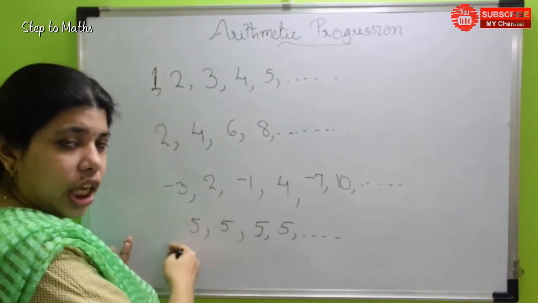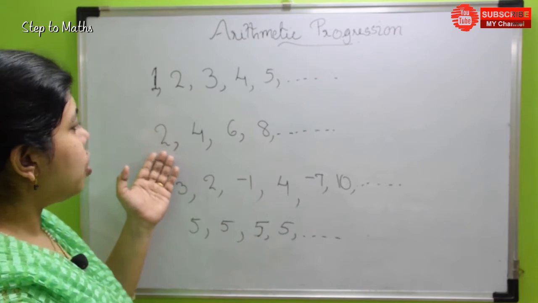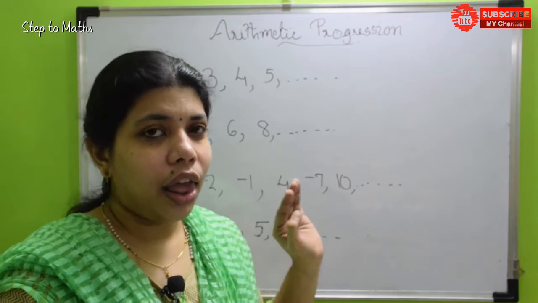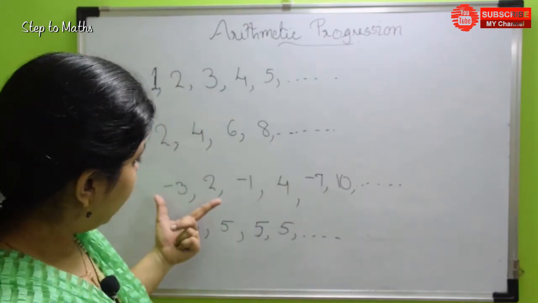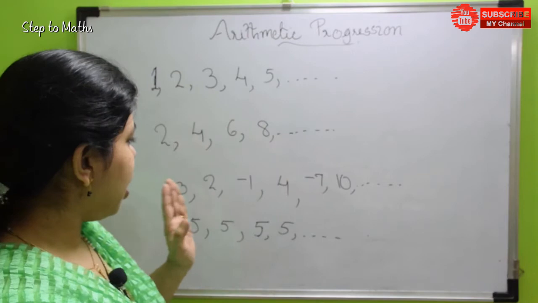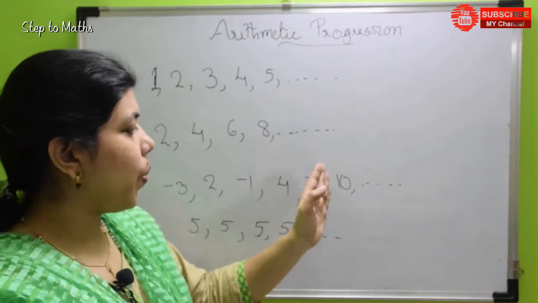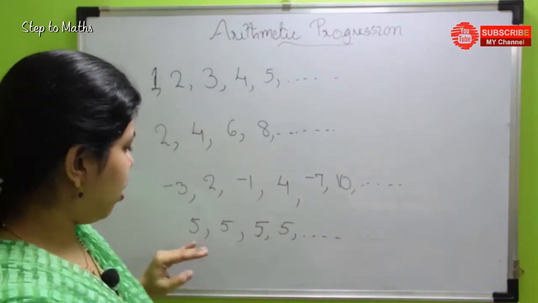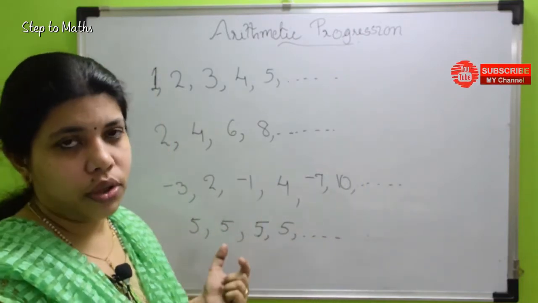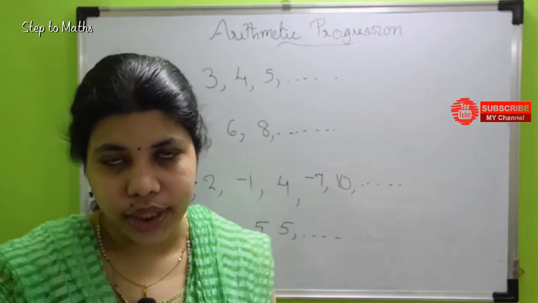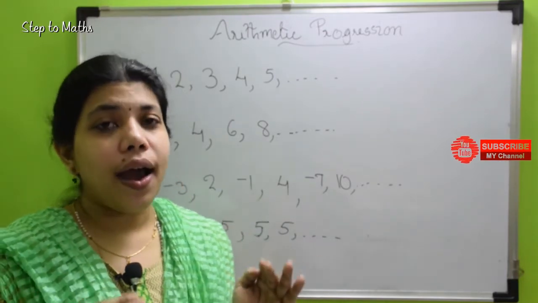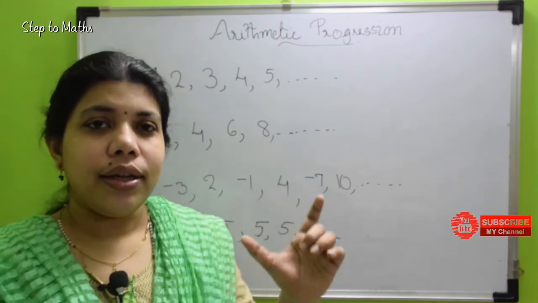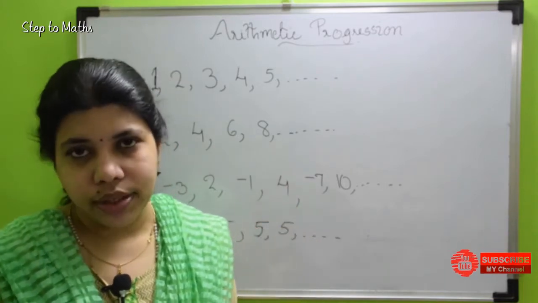Here we have different sequences. The second is 2, 4, 6, 8, the sequence of even numbers. Consider the third one: minus 3, 2, minus 1, 4, minus 7, 10, etc. This is also a sequence of numbers. 5, 5, 5, 5 is also another sequence. If we arrange numbers in a specific order, that is known as a sequence.